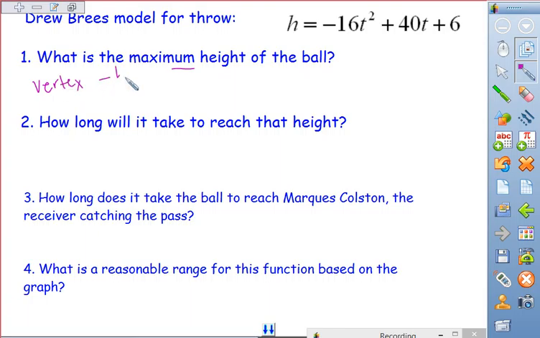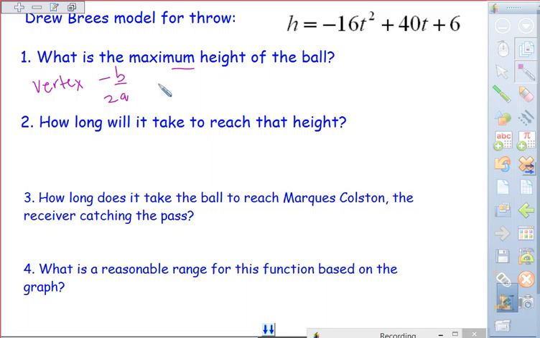And we have a formula for this, which is negative b over 2a. So in this example, our b value is 40, and our a value is negative 16. So if we plug that in, we get 1.25. But remember, that's a number that goes into the function. So that is a t, which stands for time. So that's seconds. So that is actually answering this question. How long will it take to reach that max height? So this answer is 1.25 seconds.